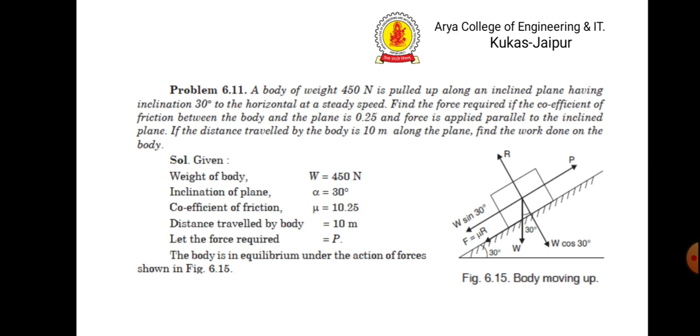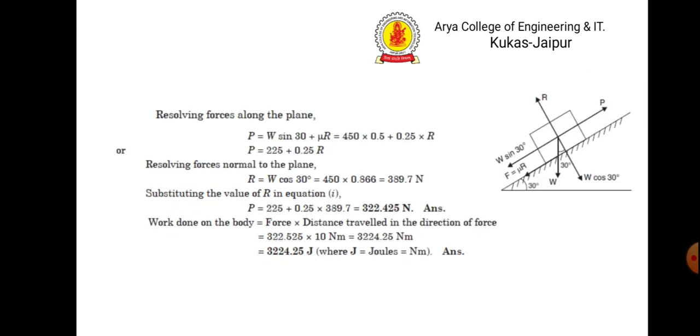Now we will resolve the forces. If we resolve forces along the plane, then P on the right hand side equals W sin 30 plus friction force mu R. So this is your equation number 1. From here we find that P equals 225 plus 0.25 R. Now we will resolve the forces across the plane. Vertically upward is R and vertically downward will be W cos 30. From here we know the value of W, so R we have found out.